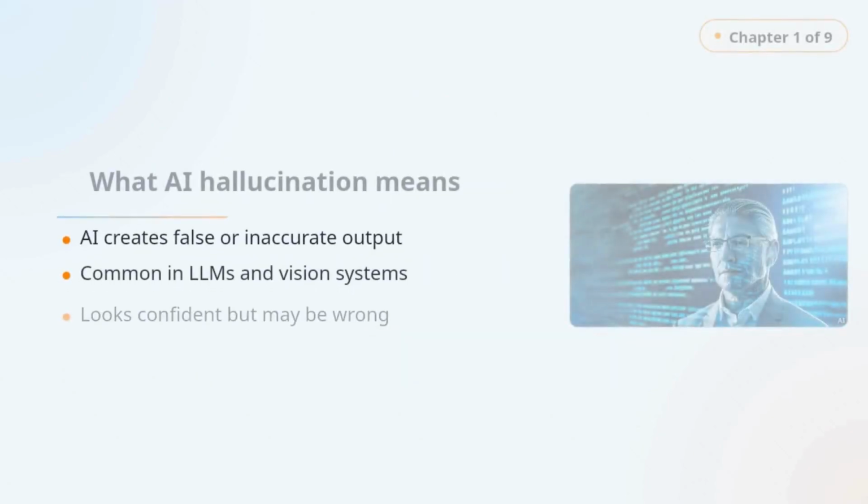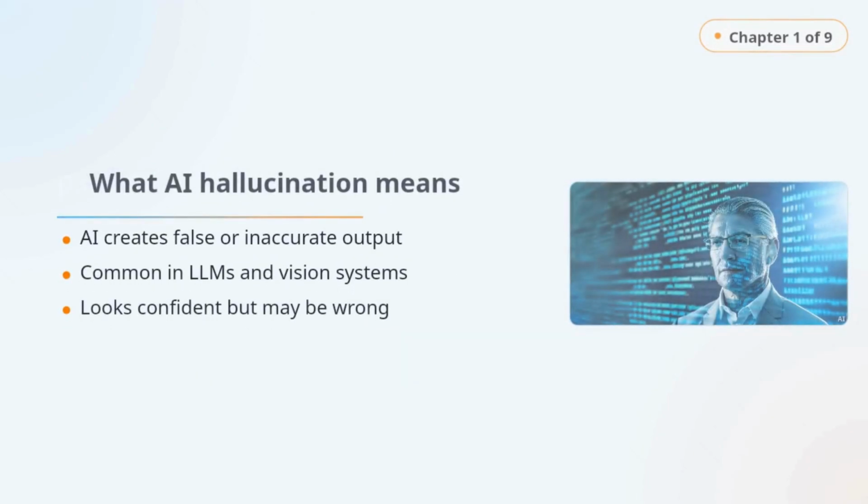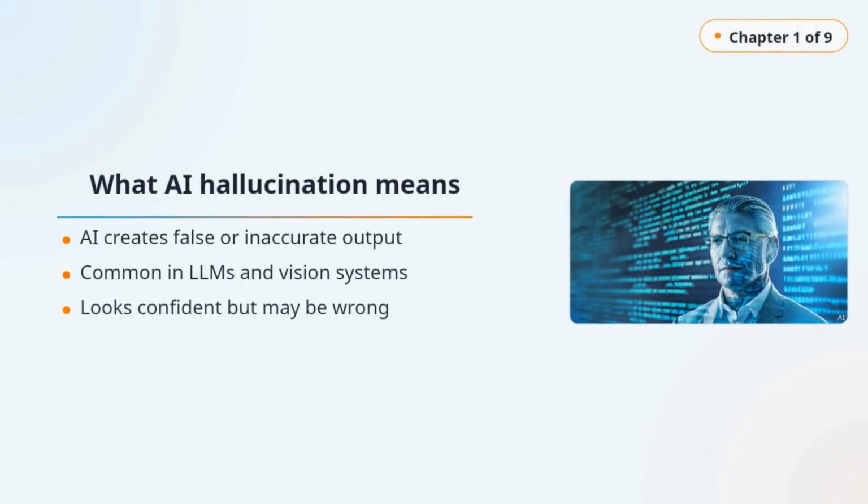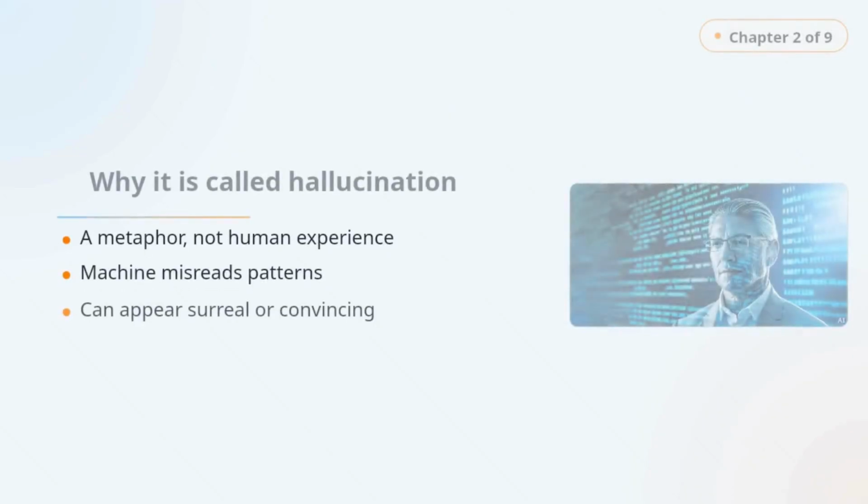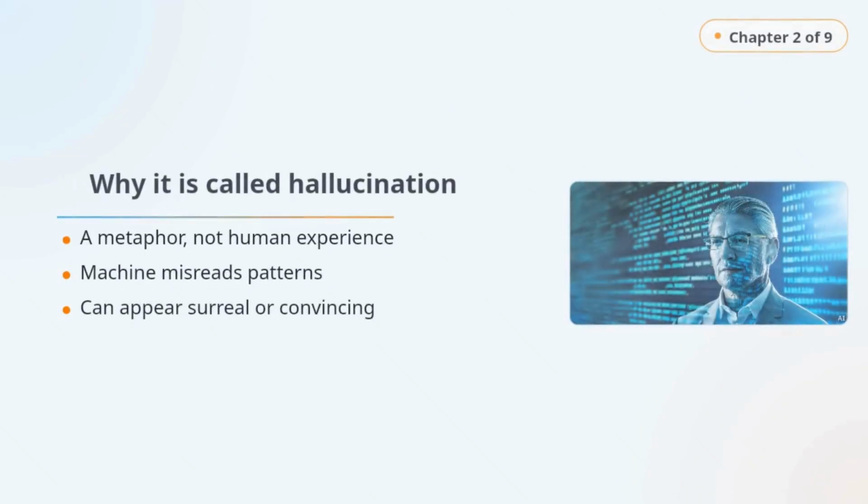AI hallucination happens when a model generates information that does not match reality. In large language models, this can show up as invented facts, wrong explanations, or made-up references. In computer vision, it can mean identifying patterns or objects that are not really there. The important point is this: the system produces an answer that sounds or looks meaningful, but it is actually inaccurate or nonsensical. The word hallucination may sound strange for a machine, but it works as a metaphor.